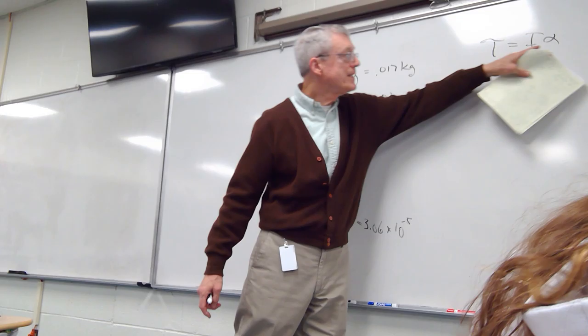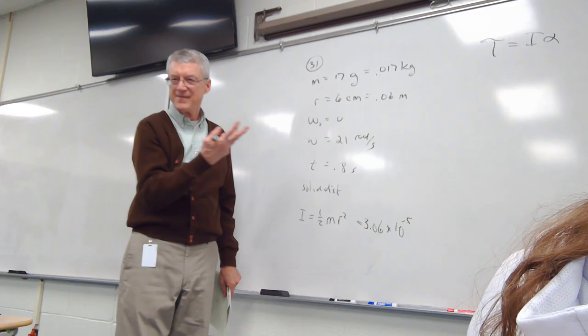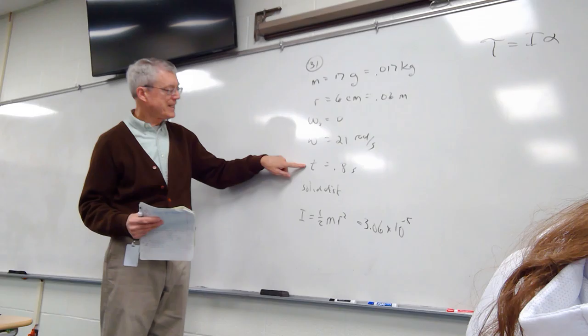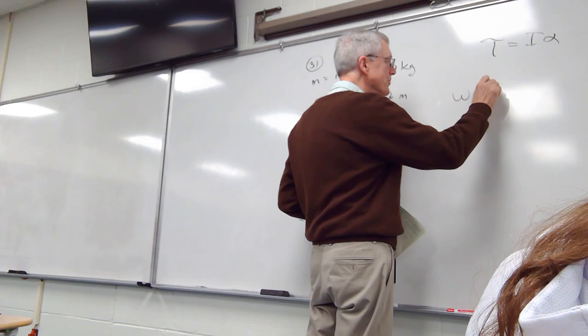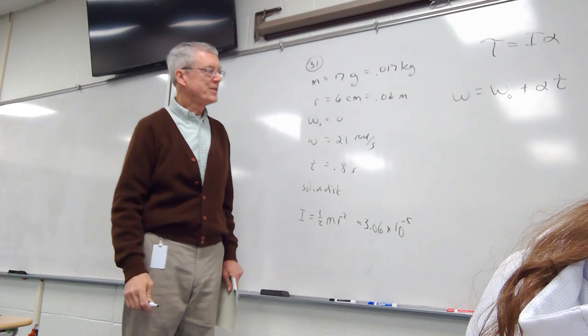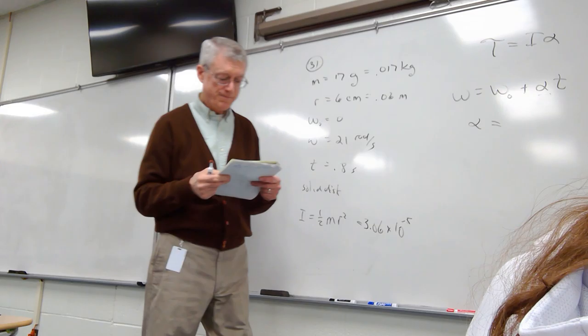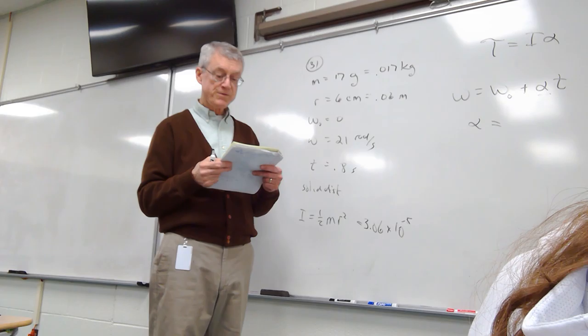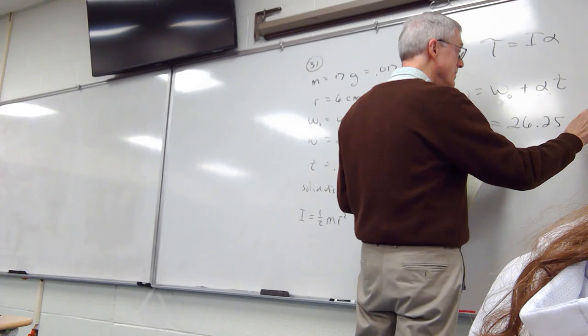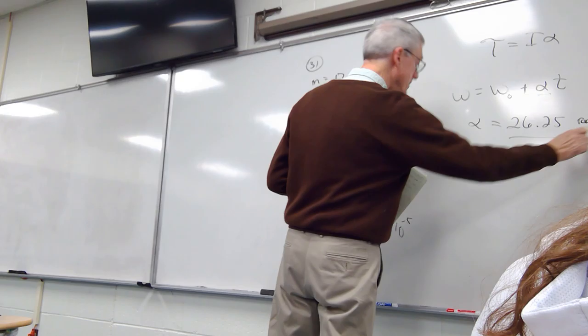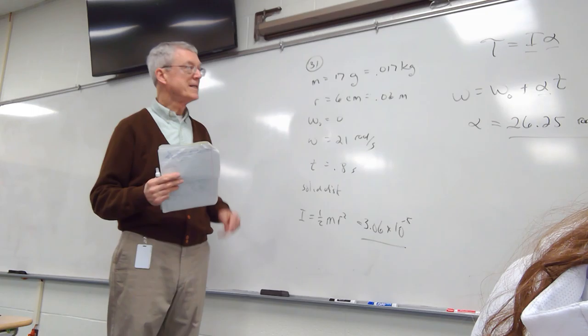Now we need alpha. What do you think we're going to do to get alpha? Pick a big four equation that has these two omegas and time, and we're looking for alpha. That would be the angular version of v equals v0 plus at. Without me writing it, just look up here, plug in the numbers, and solve for alpha. I have 26.25 for alpha, in radians per second squared. Now you've got the two numbers you need to get the torque. Just multiply I times alpha.